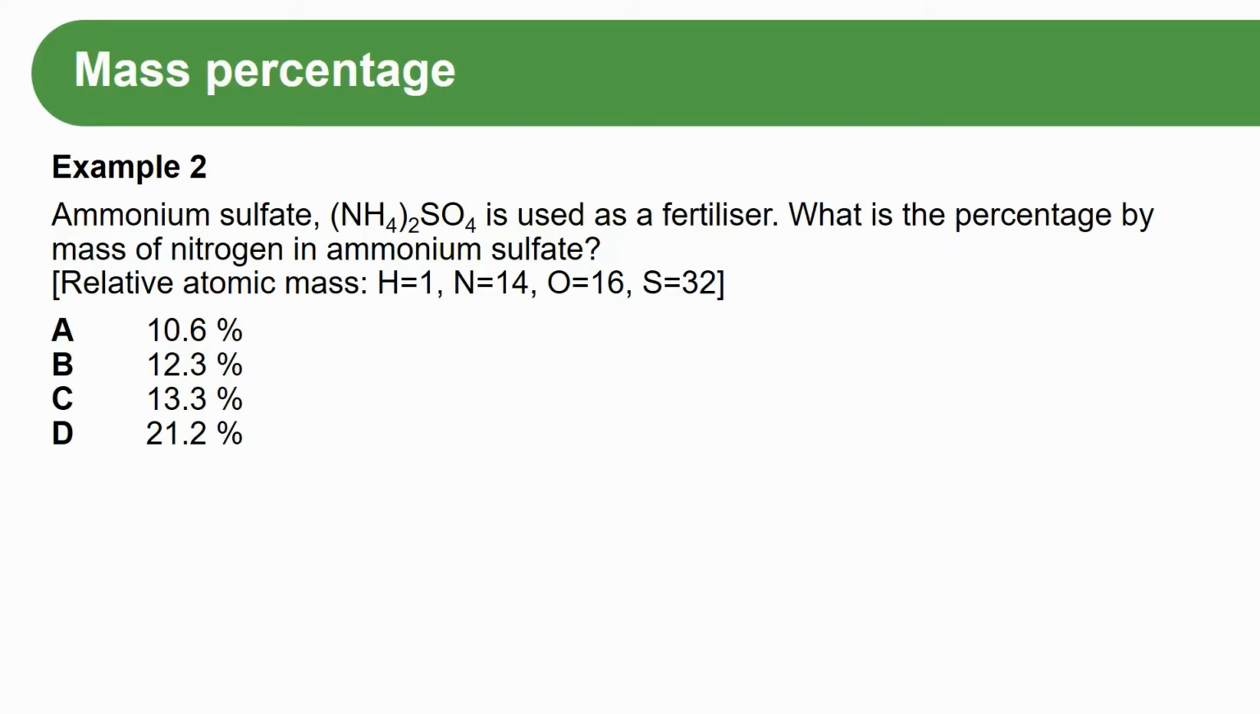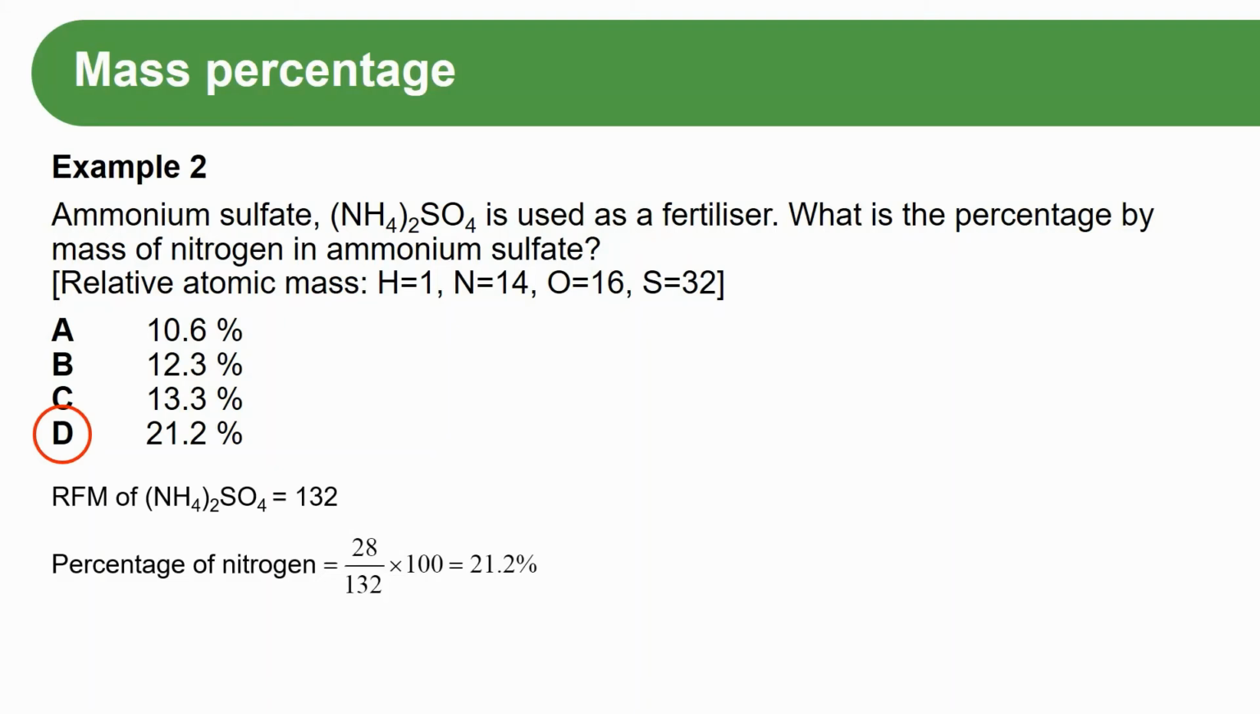I would like you to pause the video for a while to calculate. Now let's check the answer. The answer is D. To show you the calculation, first we need to find the mass of ammonium sulfate, which is 132. Next, we need to be careful here. The mass of nitrogen present in ammonium sulfate is 28 because there are 2 nitrogen atoms present. So therefore, it's 28 over 132 multiplied by 100%, we will get 21.2%. And that's all for today's lesson.